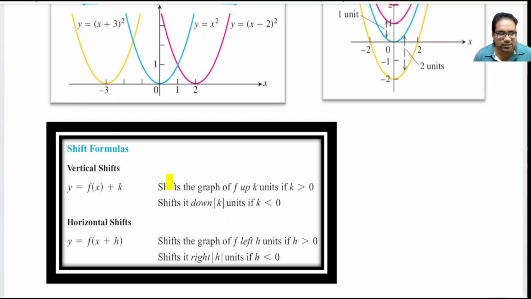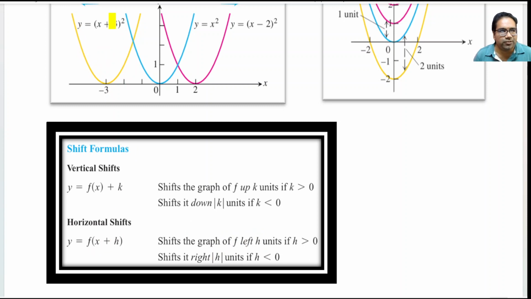For example, k is negative, minus 2, right? f of x minus 2. Then the graph will shift 2 units down. Similarly, if you replace x with x plus h, for example, x is replaced with x plus 3, then the graph will shift 3 units to the left. The graph will shift left h units if we replace x with x plus h.